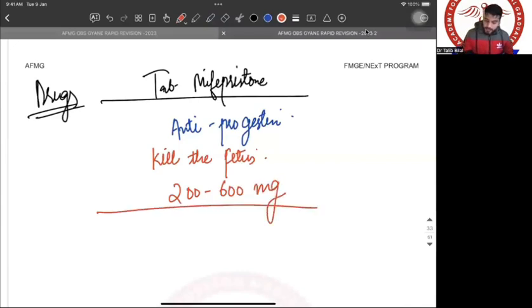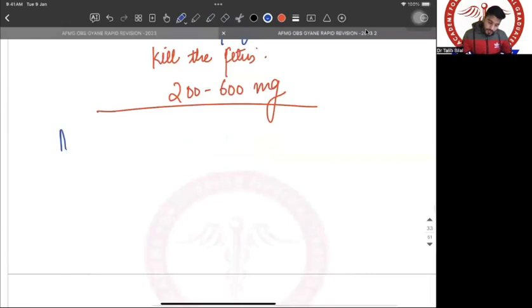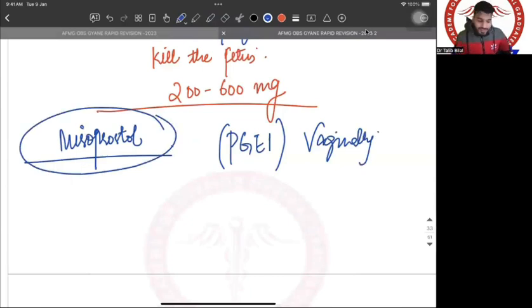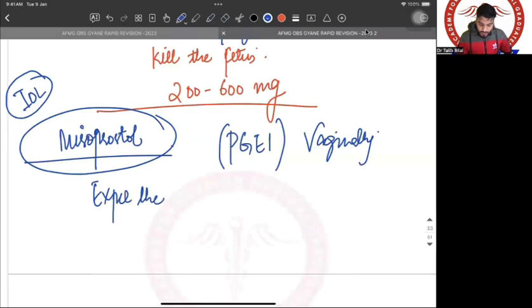Then the next drug that we use is misoprostol, a prostaglandin E1 given vaginally. This misoprostol we also use for the induction of labor. What is the purpose of misoprostol in case of an abortion? To expel the fetus out. And even in the induction of labor, what is our main purpose? So that the baby will come out.